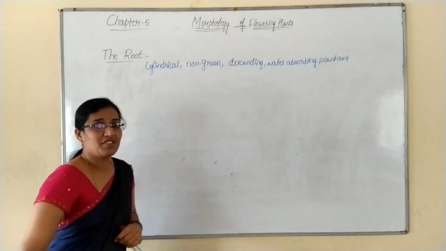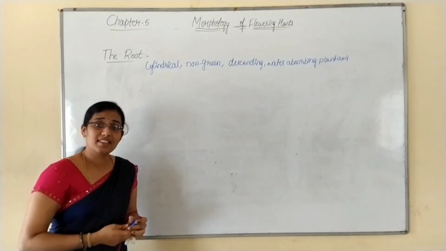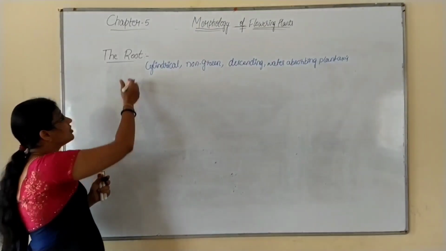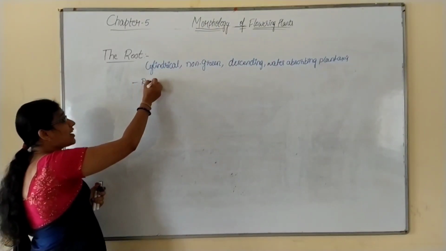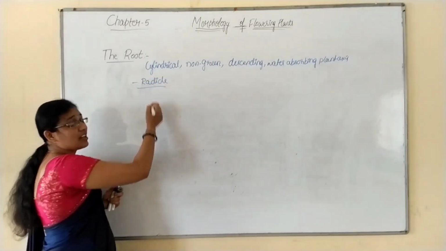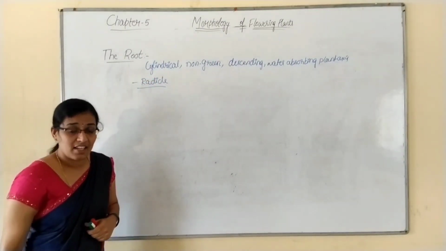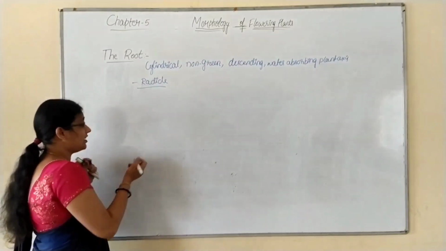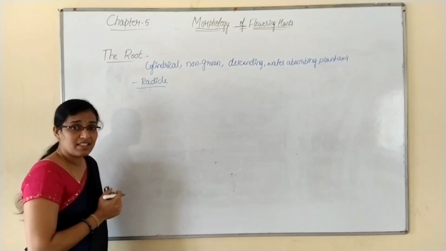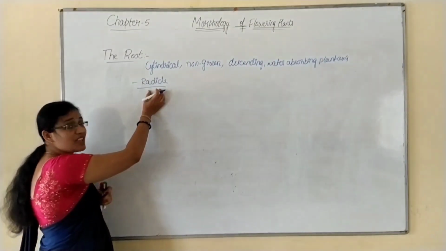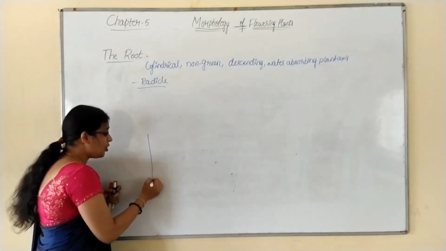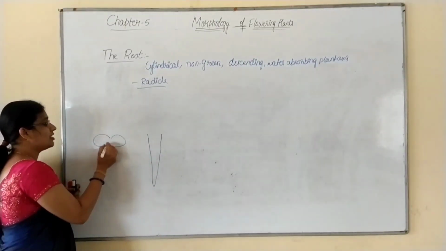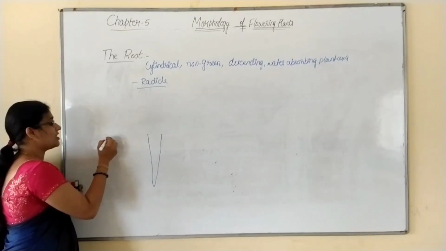So from which structure of the seed do these roots arise? Usually the roots arise from the radicle. So what happens once the roots are formed from the radicle? In some plants, the roots which are formed from the radicle become more prominent and elongated. See here? So here I will write once again.